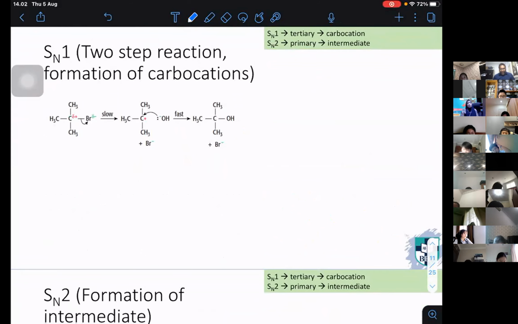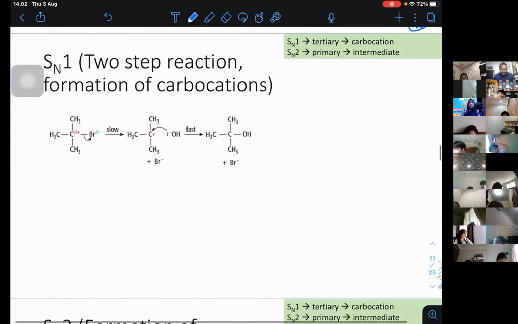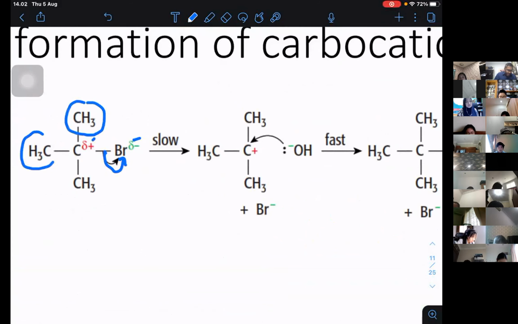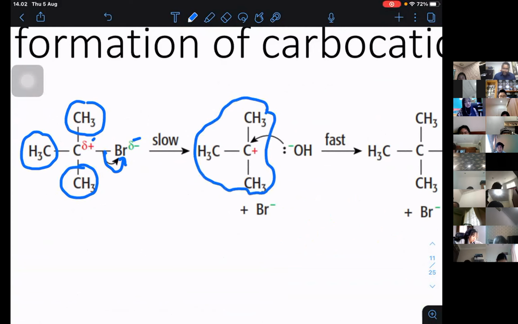You can see, ignore the 2-step reaction, later I'll explain about that. What is going to happen in the beginning? This one will withdraw the electron, so delta positive, delta negative, and delta positive. You can see that they have three R groups, it means a tertiary halogenoalkane. They will form carbocation first. Carbocation is being formed. So this is tertiary, so of course it is going to be Sn1.